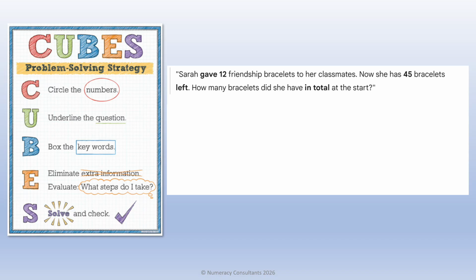Okay, so let's go through now. We're going to read this one. Remember, this is the cube strategy. We're going to use it just as it's intended, all right? It says, Sarah gave 12 friendship bracelets to her classmates. Now she has 45 bracelets left. How many bracelets did she have in total at the start? So this is known as a start unknown. It's a change problem, but we don't know what the start is. But let's use the cube strategy and see where it leads us, okay?